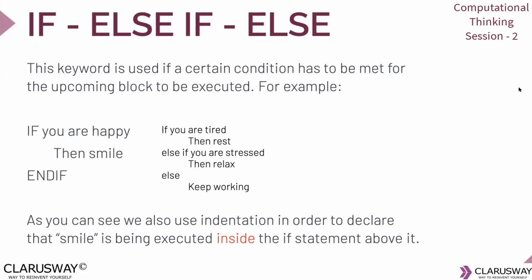If, else if, and else, these keywords are used if a certain condition has to be met for the upcoming block to be executed. So you have a block of code, and you want it to be executed if something is true, something has happened, or something holds to be true. We have some examples in here. For example, if you're happy, then smile. If you're not happy, you just skip this, okay? Do whatever you want.